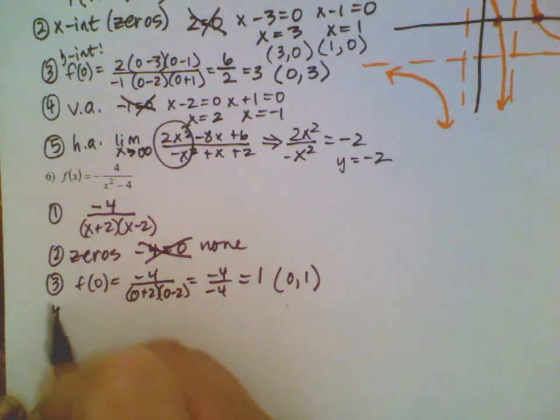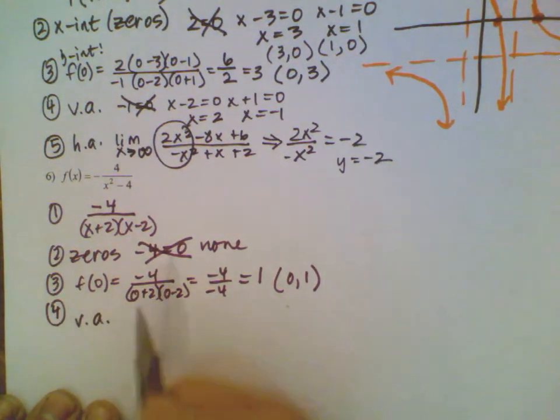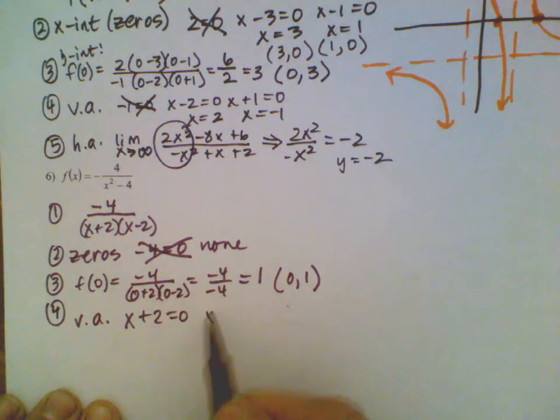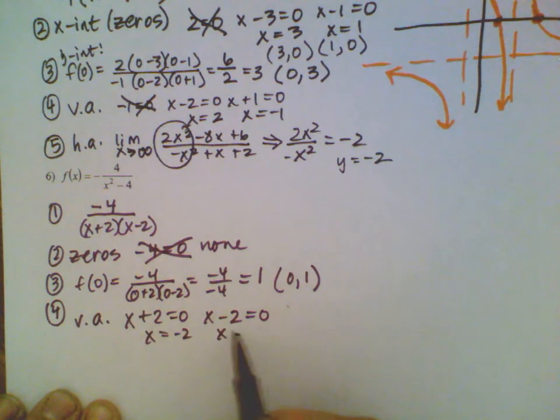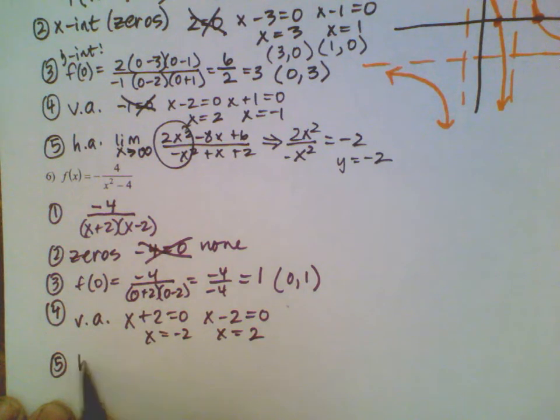For number 4, I'm going to find my vertical asymptote. Denominator equals 0, so x plus 2 equals 0 and x minus 2 equals 0, so x is negative 2 and x is positive 2. And then lastly, I will do my horizontal asymptote.